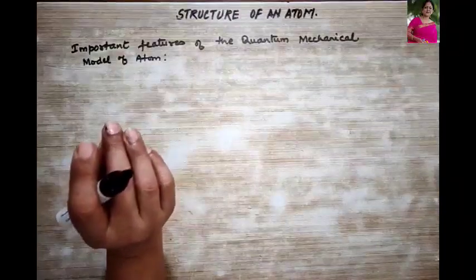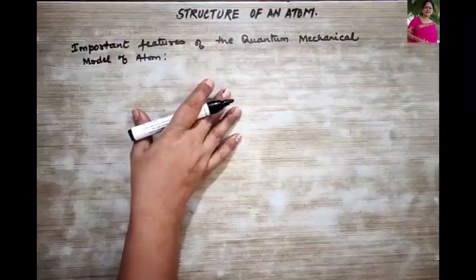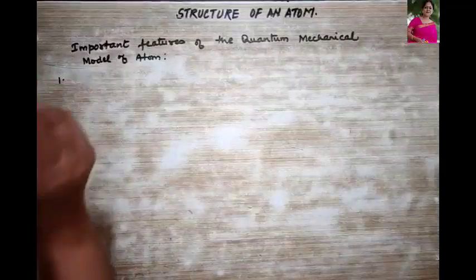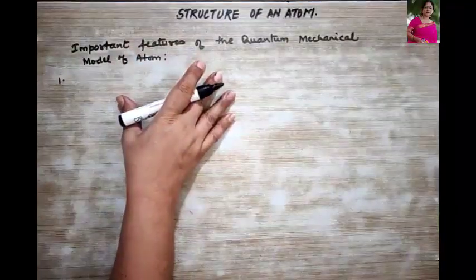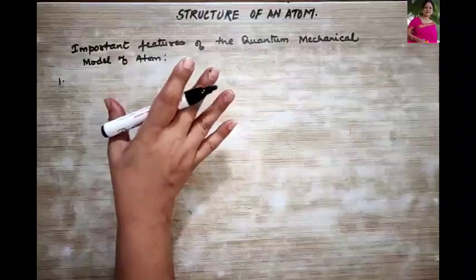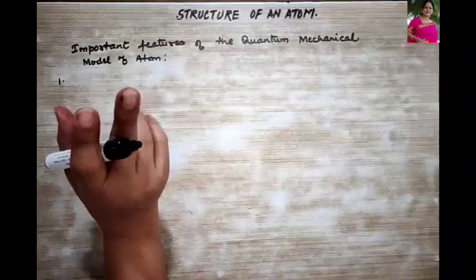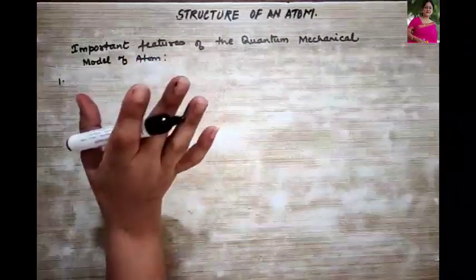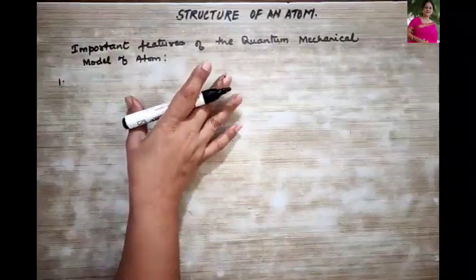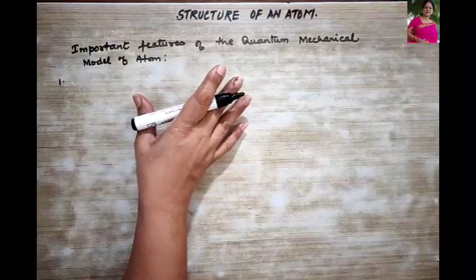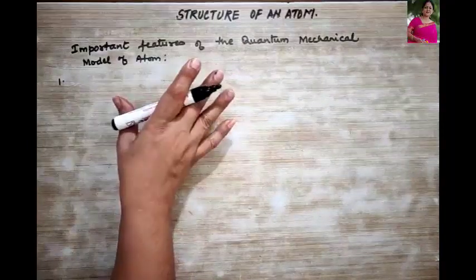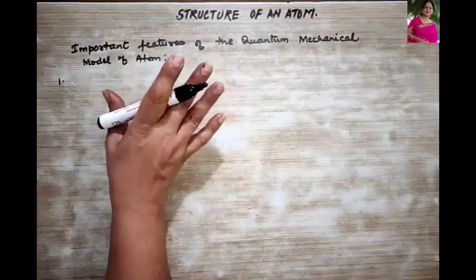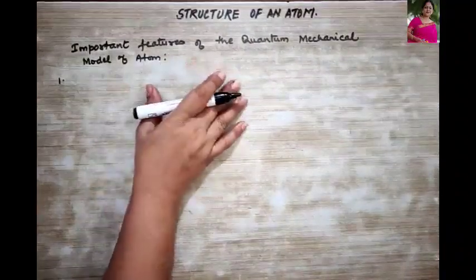Okay. The important features of this model I'm going to mention over here. So the first point that we need to remember is that the energy of the electrons in atoms is quantized. And what do we mean by this word quantized? It means that the energy of the electrons in atoms has only specific values.